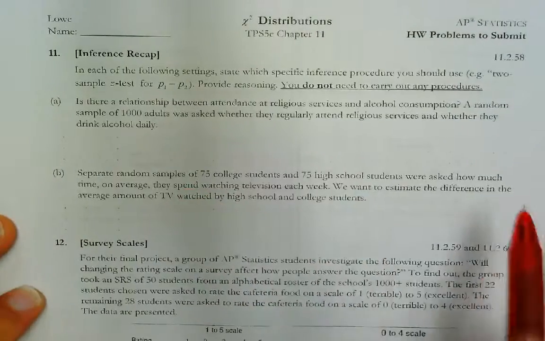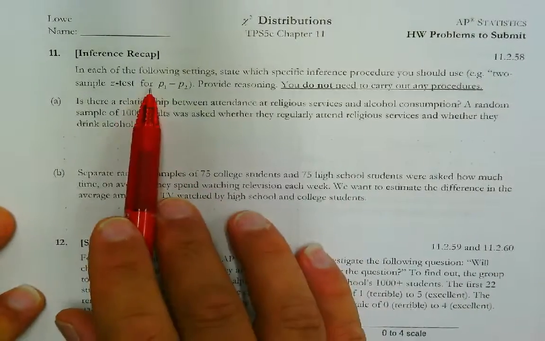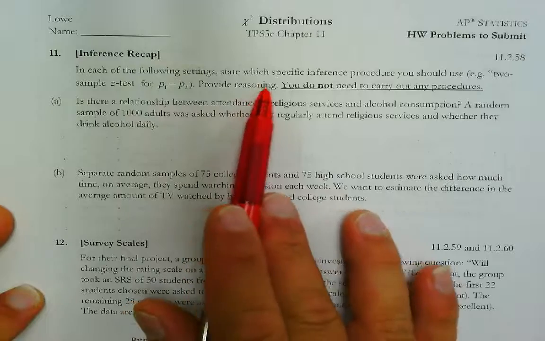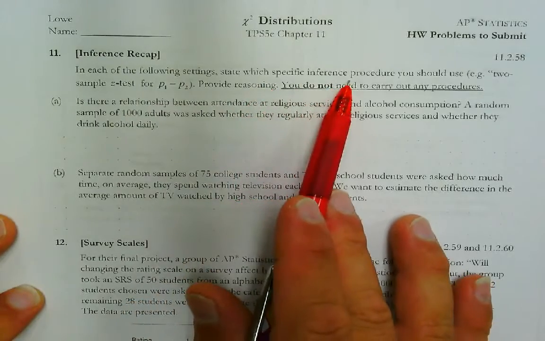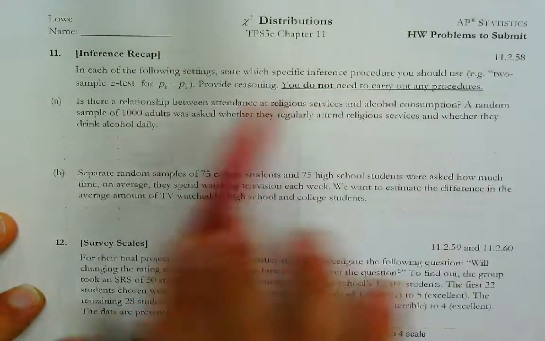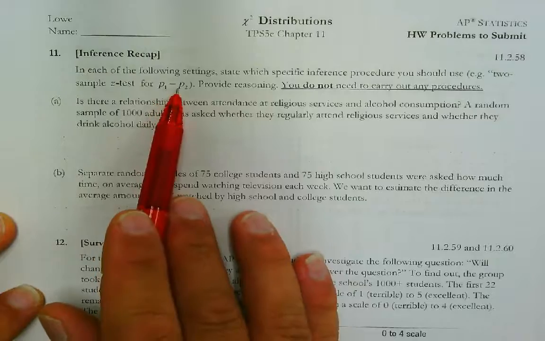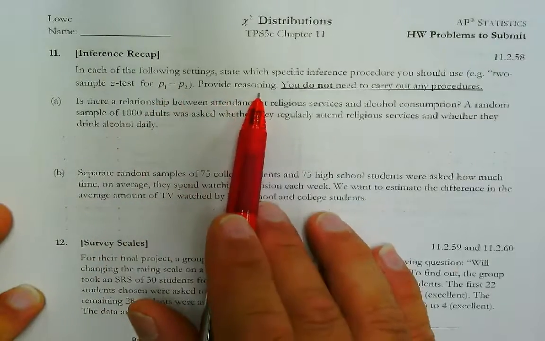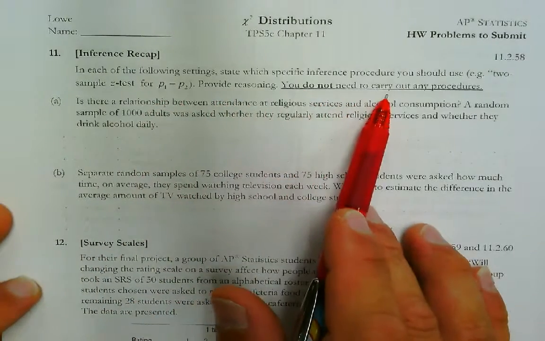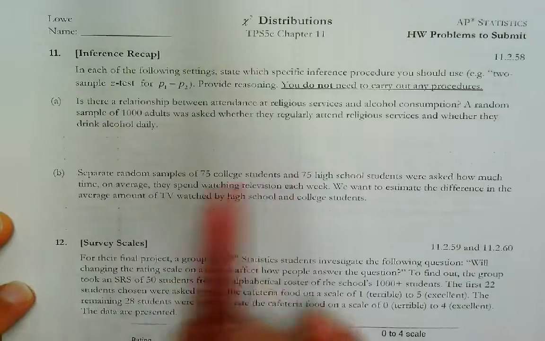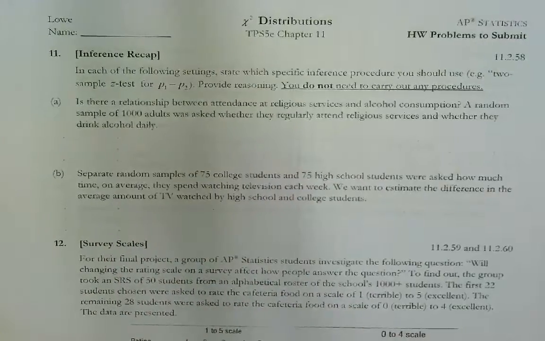In this video, we'll look at a quick recap on inference. Each of these settings states which specific inference procedure you should use, for example, a two-sample z-test for a difference in proportions. Provide reasoning. You do not need to carry out any procedures. You simply want to know, can we identify our situations?